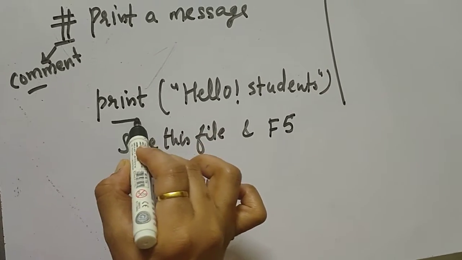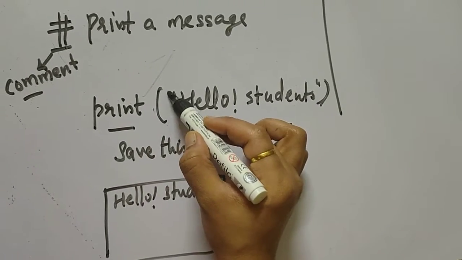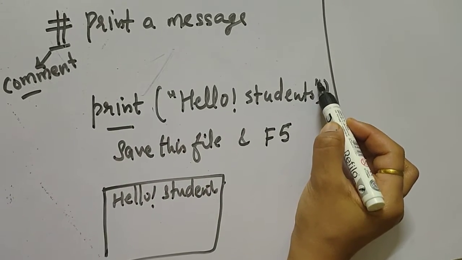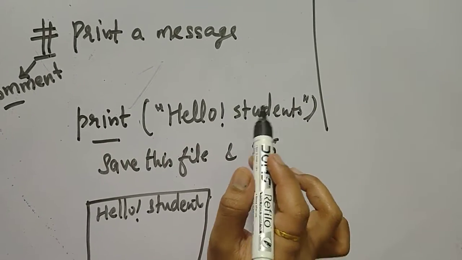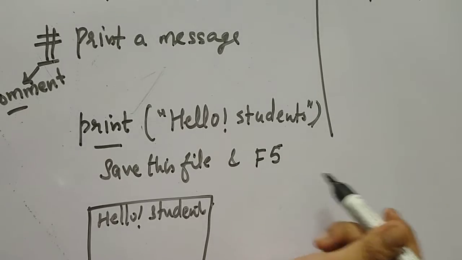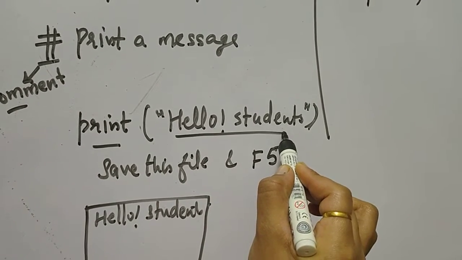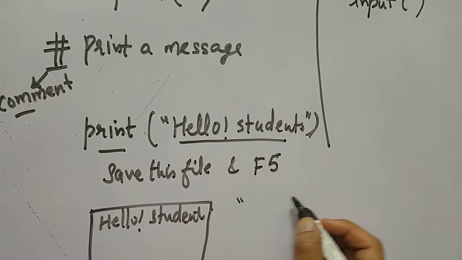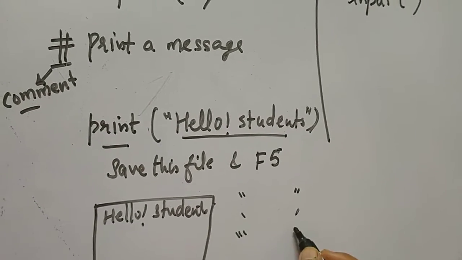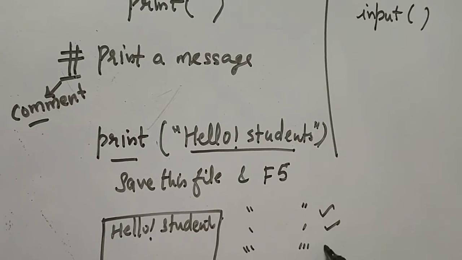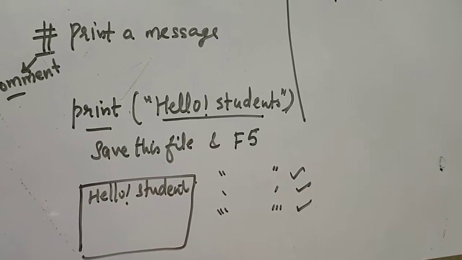So print is the function, followed by brackets. Within the double quotes I need to write the message. It can be any message: welcome to my class, Python is a programming language. Any message, but it should be written in quotes. Keep in mind, it can be in double quotes, single quotes, or triple quotes. All of these are allowed.